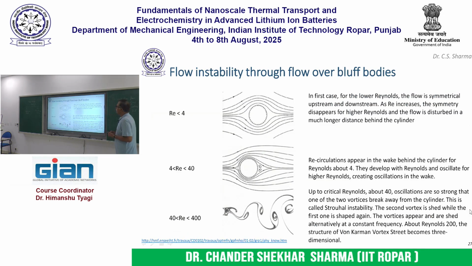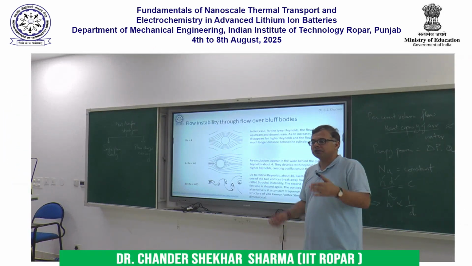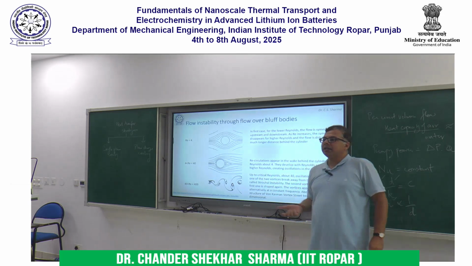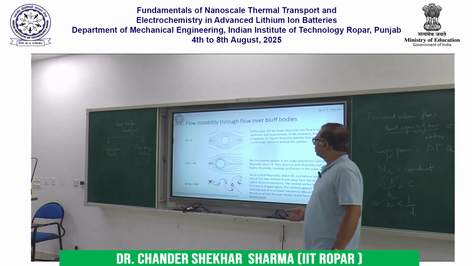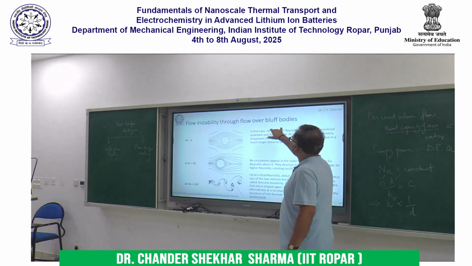Okay. Now, as I mentioned earlier, at the small length scale we are stuck with laminar flow. Okay. So one option to increase the heat transfer efficiency in case of laminar flow is to reduce the hydraulic diameter. Another thing that we can do is introduce some instability in the flow. Okay. So for that we utilize the principles of flow instability in case of flow over bluff bodies.